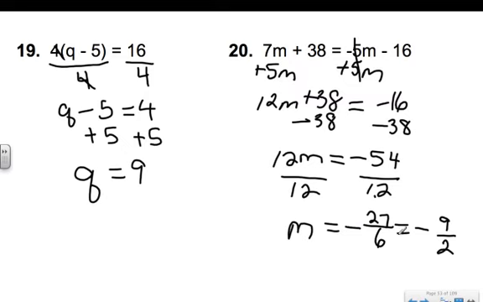So let's say you do get something like negative 27 over 6, make sure it's reduced all the way at the end. Because if you don't have it completely reduced, you will get a point off in your work on a test. So please make sure you reduce as far as you can.